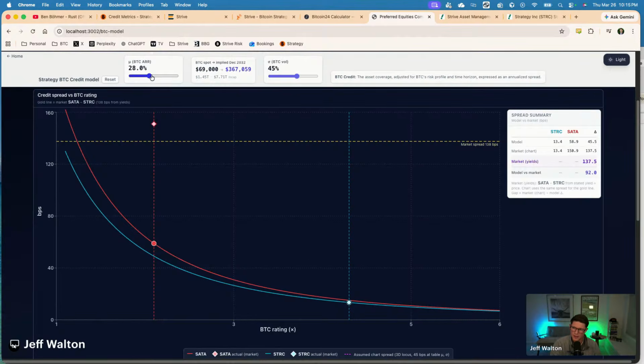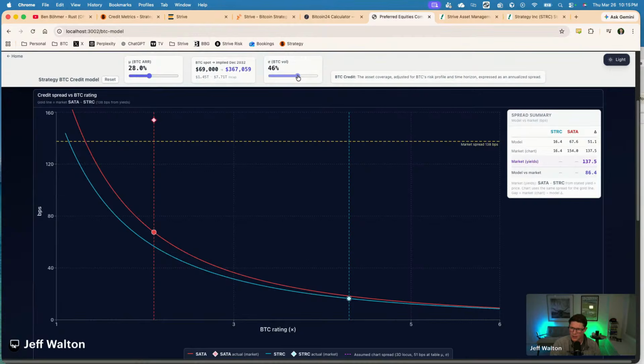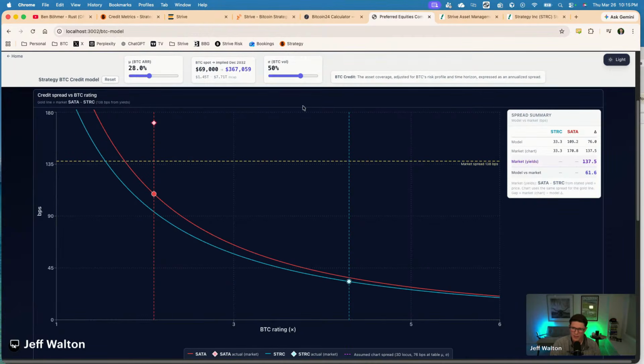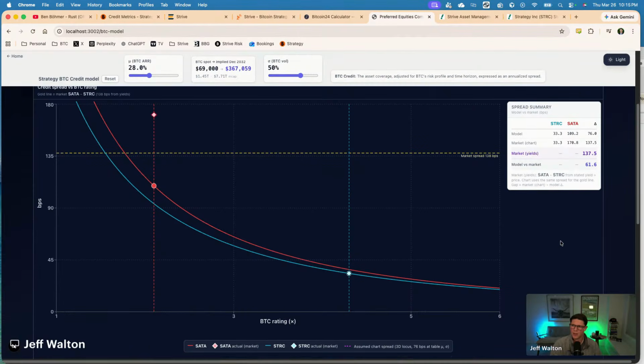28% BTC ARR from here. And if we assume a historical volatility of 50, so if we want to get more conservative on our estimates, if we assume a 28% BTC ARR and a BTC vol of 50, the relative delta in credit spread would be 61 basis points between what the math is showing and what the market is providing within the current pricing framework.